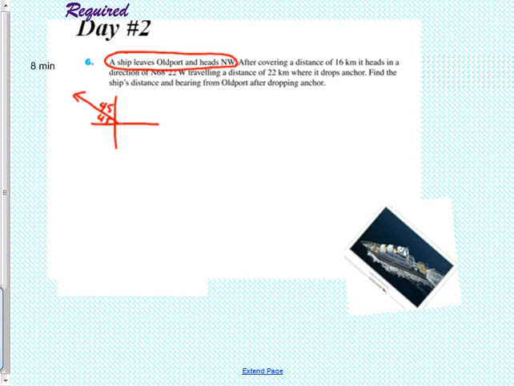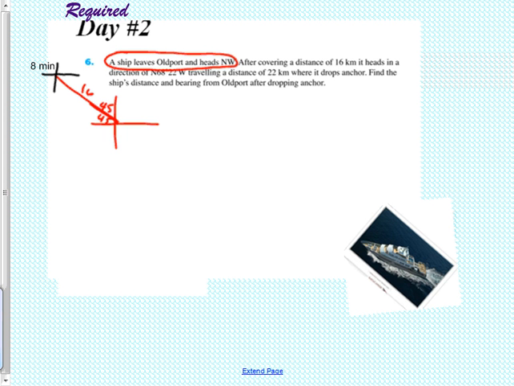After covering a distance of 16 kilometers, that implies to me that I should put a 16 on this. Then it heads in a direction of north. Okay, another compass rose. This is so important, guys. I can't overemphasize how important it is. You put another compass rose right there, because that really, really, really helps.